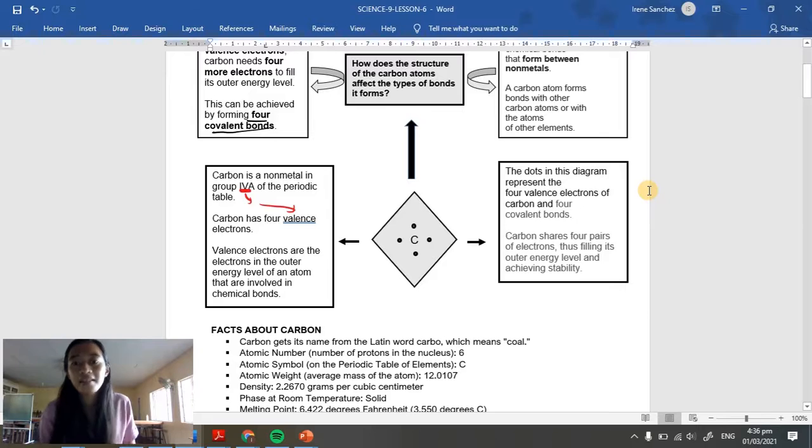Okay. Then I've read this part here. Carbon shares 4 pairs of electrons and thus filling its outer energy level and achieving stability. So because this carbon here, kaning 4, para makumpleto sila, magganahan sila makig-share og upat. So ganahan sila mangita og lain nga mga electron para mo 8 na because naa man tay 1 diri na 1. So, mangita silang elements nga makahatag, makashare pud nilang another one here.